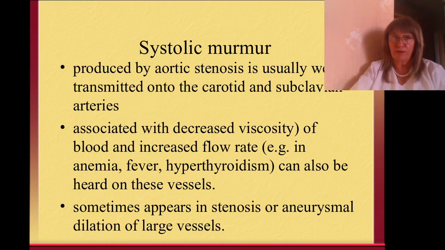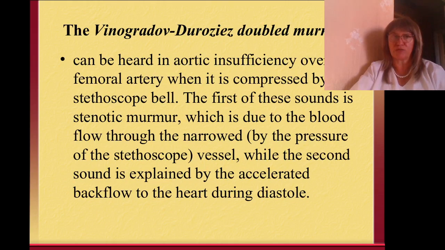Systolic murmur produced by aortic stenosis is usually transmitted into the carotid and subclavian arteries. A murmur associated with decreased viscosity of blood and increased flow rate, for example in anemia, fever, or hyperthyroidism, can also be heard on these vessels. Sometimes it appears in stenosis or aneurysmal dilatation of large vessels.